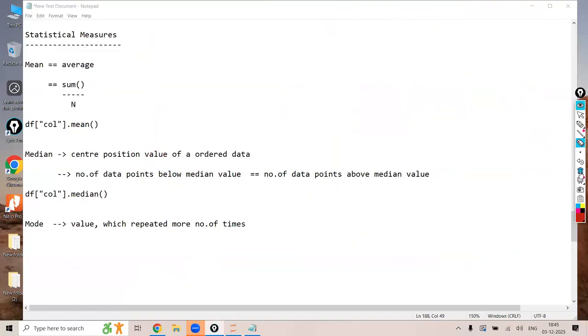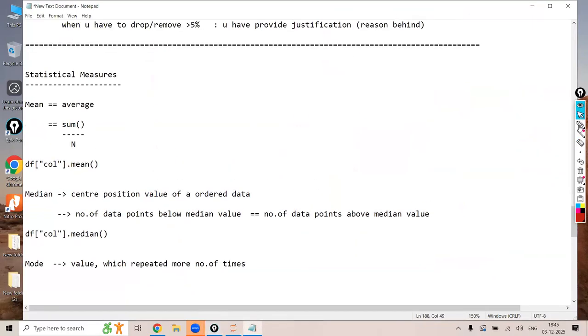Sir, for example, in the given data 1, 2, 3, 4, 1, 2, 3, 4, 5. In this, not even one of them is repeated. What is the mode, miss? In this case, nothing is the mode. No mode. So a data can consist of no mode.